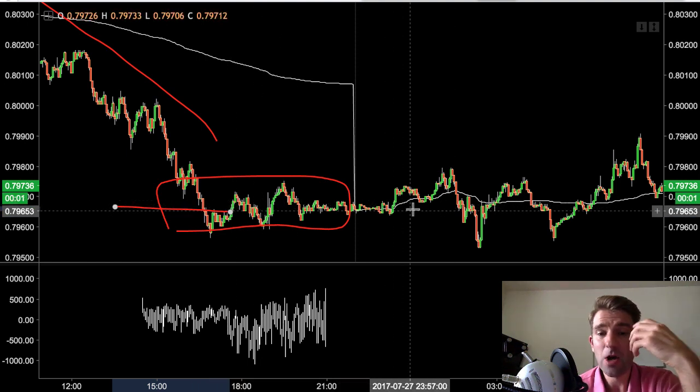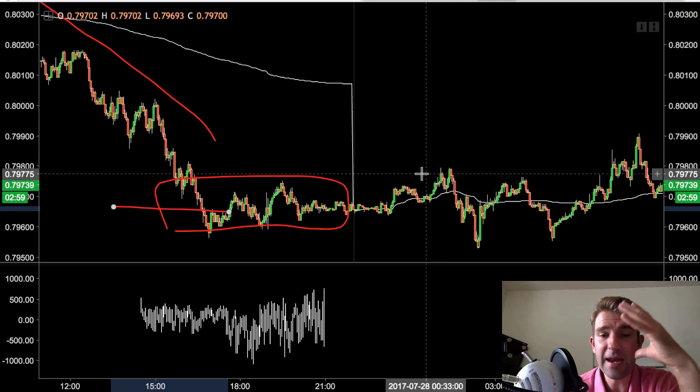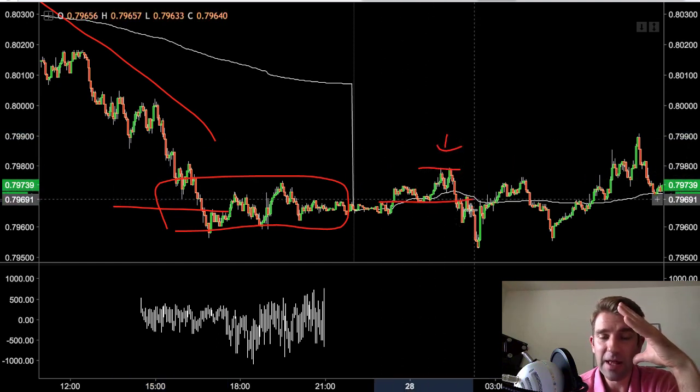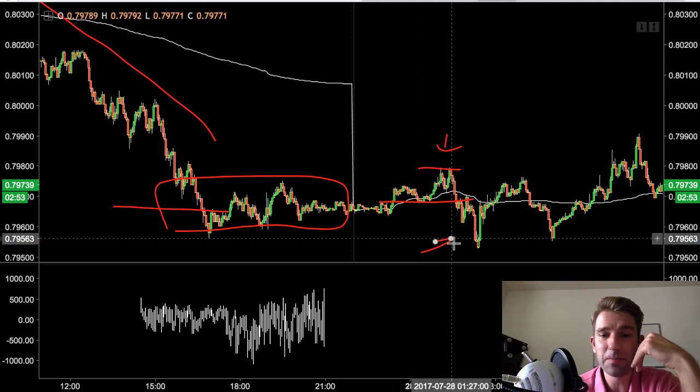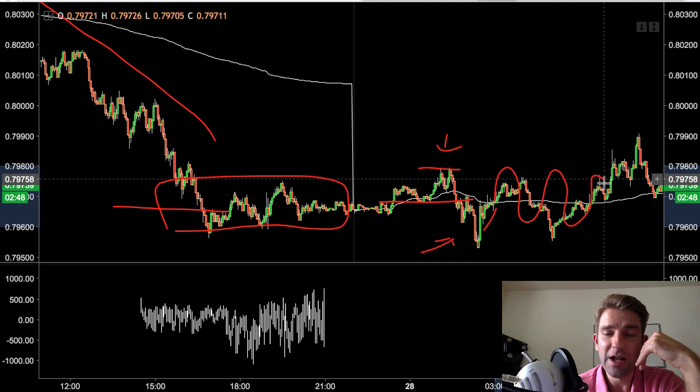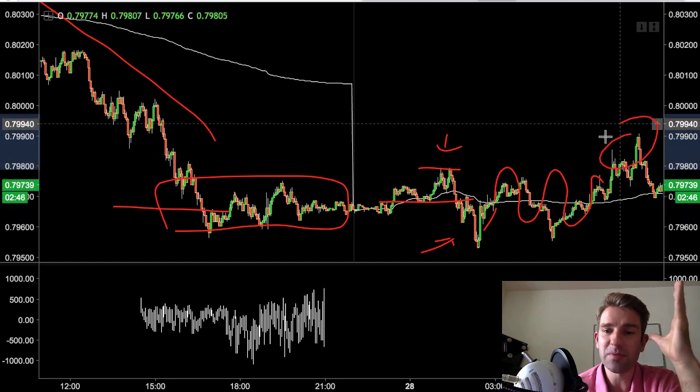So the next day we have several bites of the cherry. We say, okay, any kind of move away from it, we're looking to short towards that pivot level. Any move away from it to the downside, we're looking to buy coming back into the pivot level, just playing that rotation until eventually we're obviously going to get stopped out at some point.